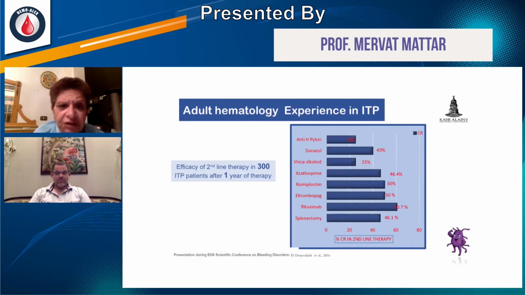I have to show you the adult hematology experience in ITP in Qasr Al Aini Cairo University, because this is the second-line therapy in 300 ITP patients after 1 year of therapy. As you can see, we used many kinds of therapy with different response rates. L-Trombo PAG and romiplastim gave a 50% response, while rituximab gave a 60.7% response in comparison to splenectomy, which gave 46% response, among others.